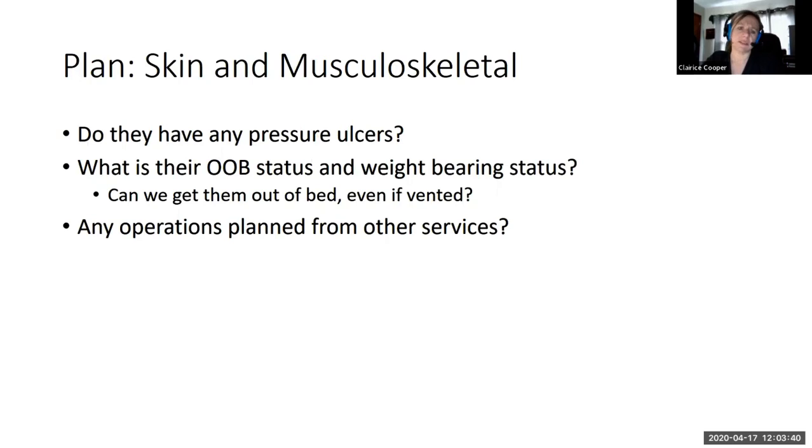From a skin and musculoskeletal standpoint, again, knowledge of any pressure ulcers is important. Their out of bed status, their weight bearing status, even if they're vented, we can still get them out of bed. So that should always be encouraged. And it's our job as providers to encourage that and advocate for the patient, because that will help them to do better. And finally, following up from other services, particularly in the trauma population, lots of orthopedic operations happen, and knowing when those are likely to happen is very important.